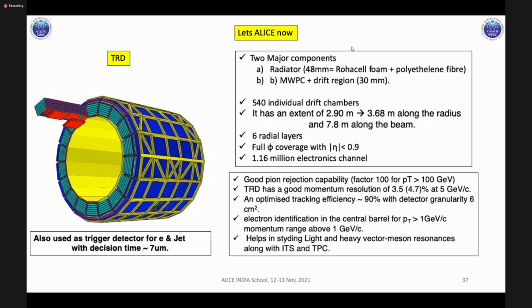Okay, there is no such upgrade during this long shutdown for the TRD. So what was there before is still there.